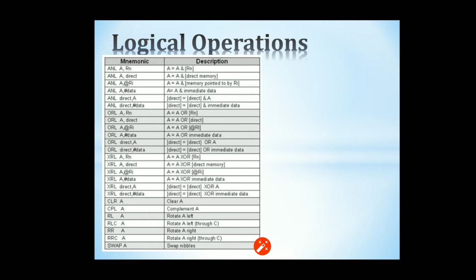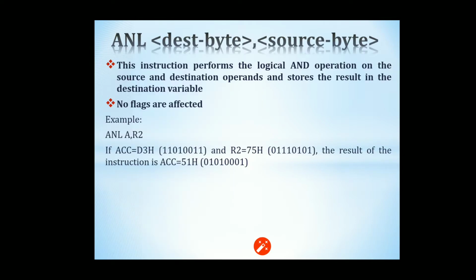Now moving toward the next instruction type, that is logical operations. These are some instructions that we have to study. First one is ANL destination byte, source byte. This instruction performs the logical AND operation on the source and destination operands and stores the result in the destination variable. In this instruction, no flags will be affected.